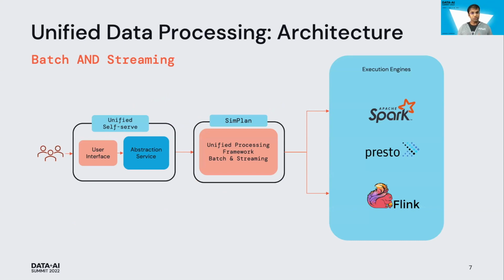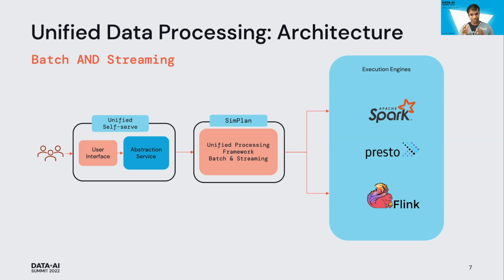Now, our solution to this is a unified processing framework. This is the architecture diagram for a unified processing framework. As you see, it will have one unified self-serve UI powered by a unified processing framework, which would abstract Spark, Presto, Flink, or for that matter, any other execution engine.